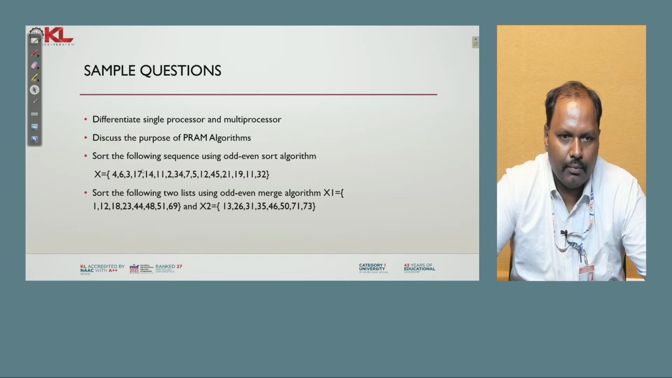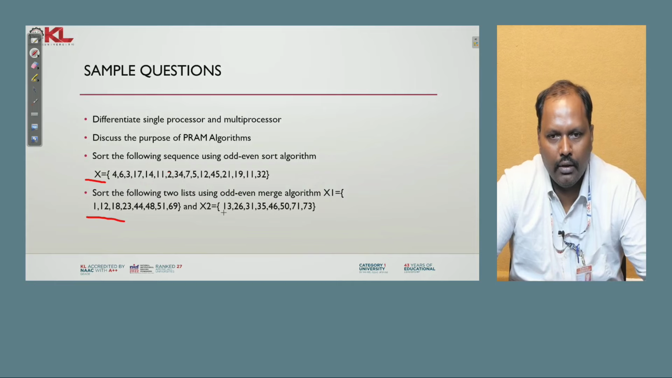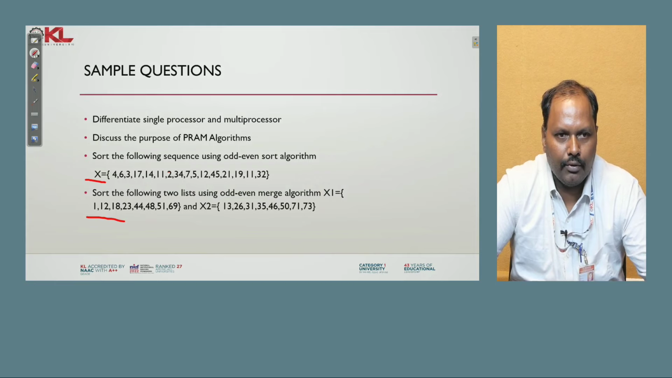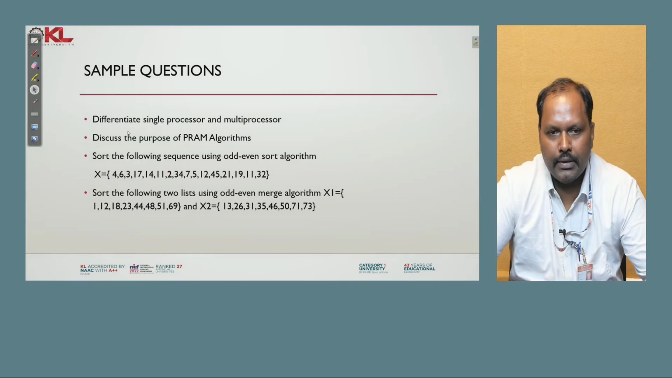These are the two examples for students to complete, to understand what sorting is and what merging is, using the odd-even merge and odd-even sorting techniques. So this is the end of the topic of PRAM algorithms, which depends only on odd-even sorting and odd-even merging.